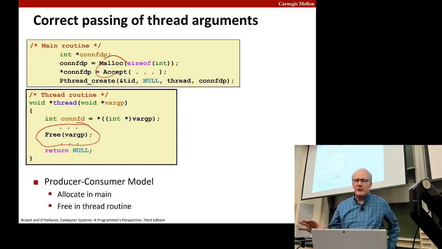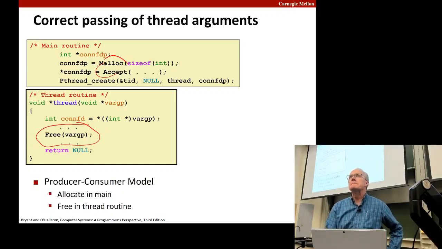More typically, what you're passing is a set of arguments. So usually what you'll do is define some type of struct, and you fill it up. You'll malloc space for that struct and pass it to the thread creation. The thread routine will then cast that to whatever struct pointer type it is, and then extract the various arguments. So that's a more typical model of how you use this.